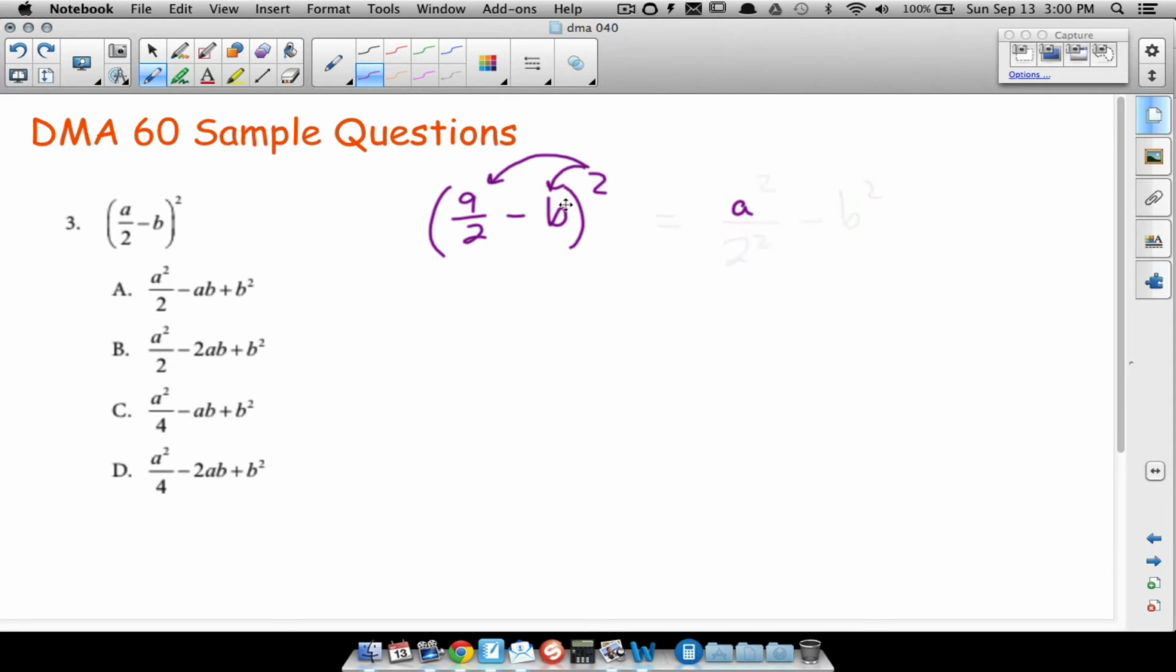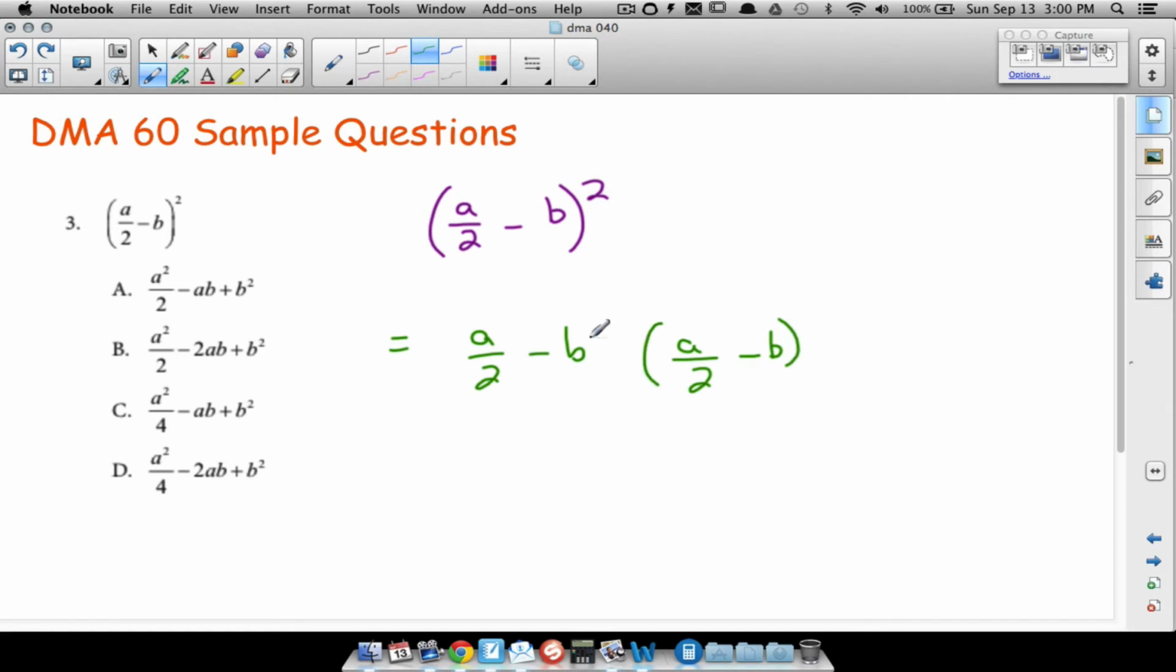The correct way to deal with this: a over 2 minus b, all squared, is the same thing as a over 2 minus b times a over 2 minus b. And now maybe you've heard of something called the FOIL method. Though I'm not the biggest fan of it, it will help you multiply a binomial times a binomial. We have 2 terms here because they're separated by that minus.